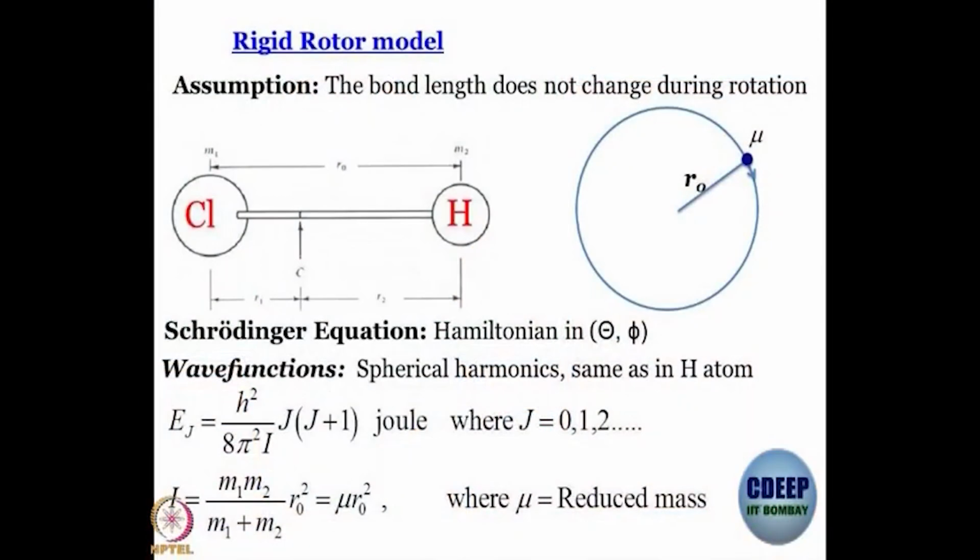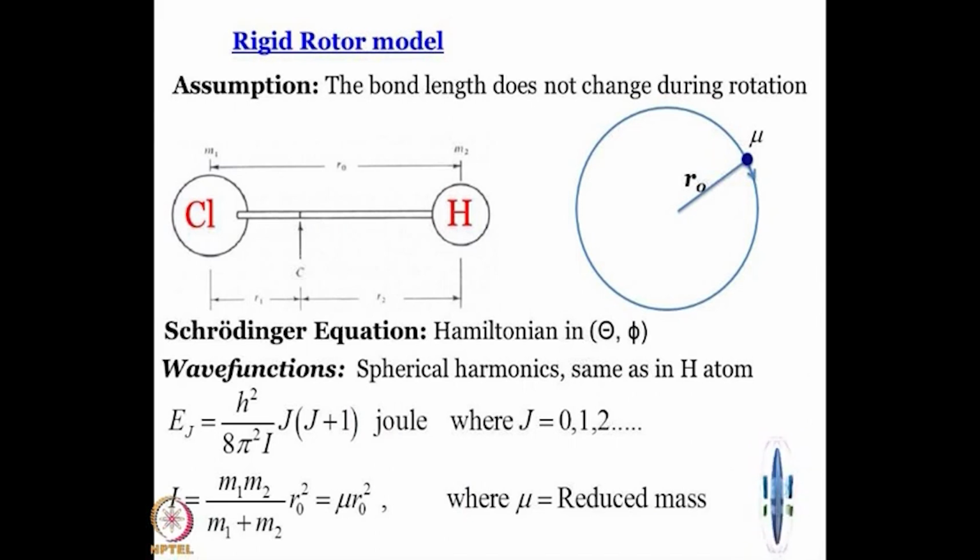So let us say this is our molecule HCl, a two body problem. It is not very difficult to reduce it to the problem of a single body with reduced mass mu rotating about a massless center, with the radius of the circle being the radius of gyration, say R0. Any question?